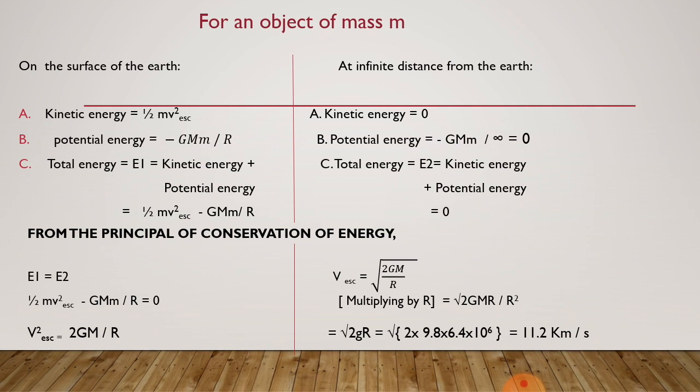If we exchange the terms, we get v square is equal to 2GM divided by R. So v is equal to root of 2GM divided by R. If we multiply both terms by R, we get root of 2GM R divided by R square. But GM upon R square is small g, that is acceleration due to gravity. So we get root of 2gR. In place of that, we write the value of small g and capital R, and we get 11.2 kilometer per second.